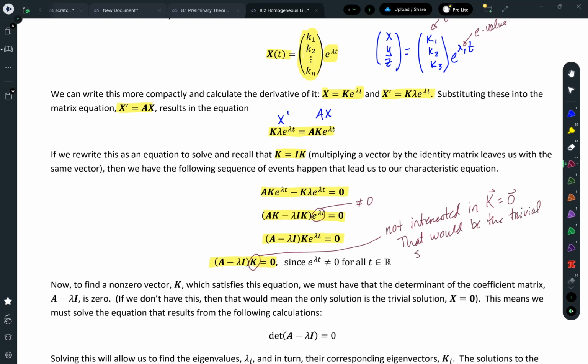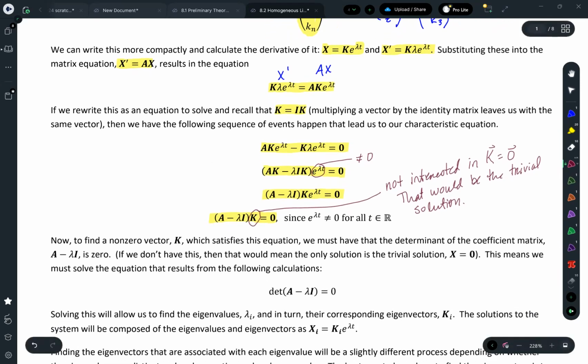And so we're really going after how can we get non-trivial solutions to this matrix equation. So we're going to do the same thing as before. In order to guarantee that we have a non-trivial solution, we need the determinant of A minus lambda I to be equal to 0.